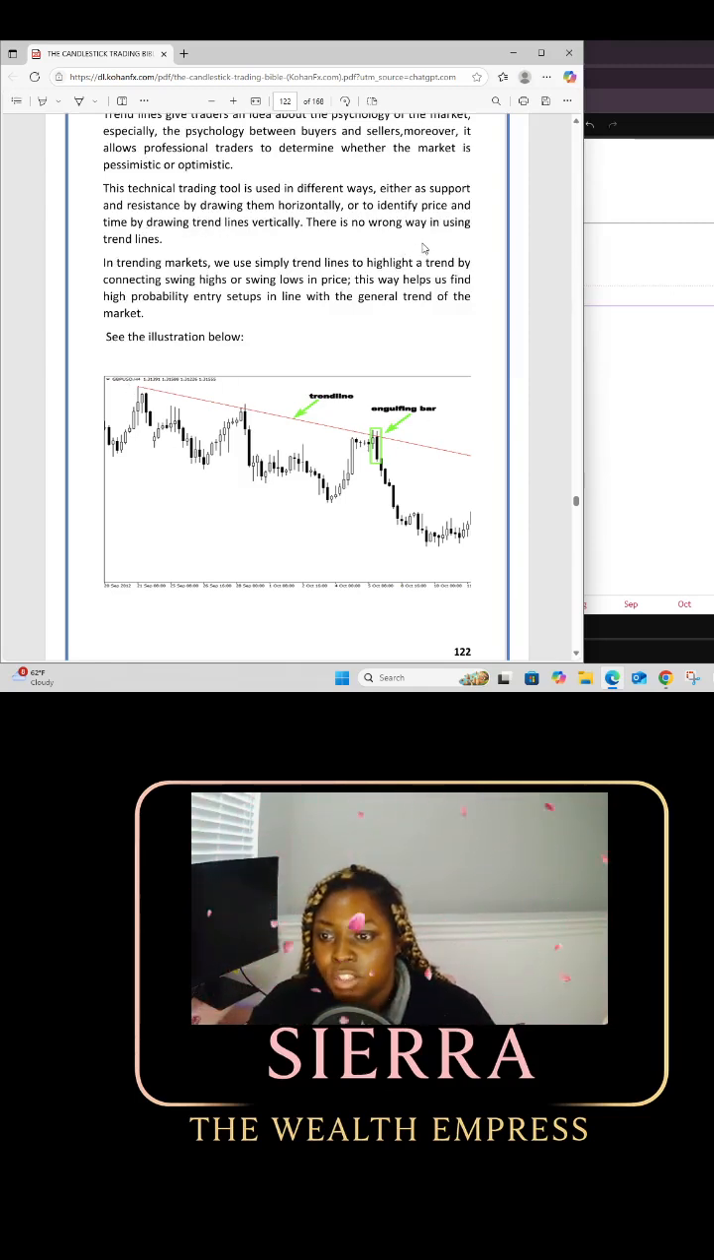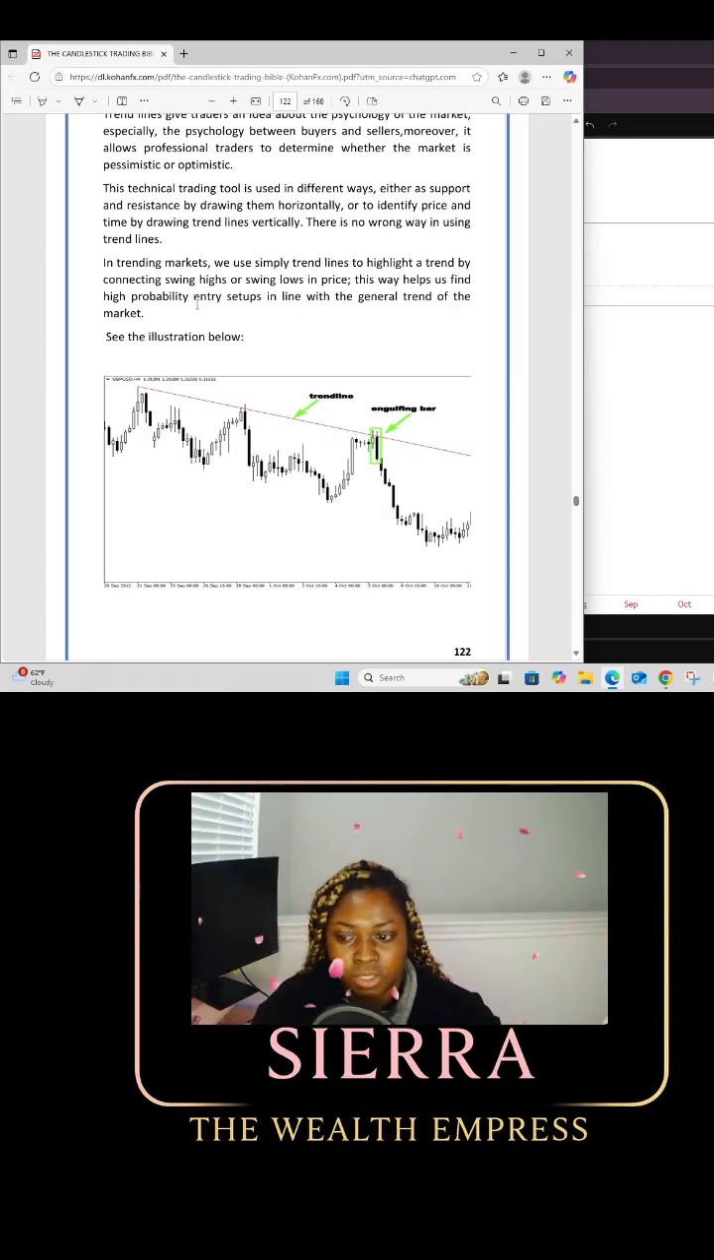Okay. There is no wrong way of using trend lines. In trending markets, we simply use trend lines to highlight a trend by connecting swing highs and swing lows in price. This helps us find high probability entry setups in line with the general trend of the market.